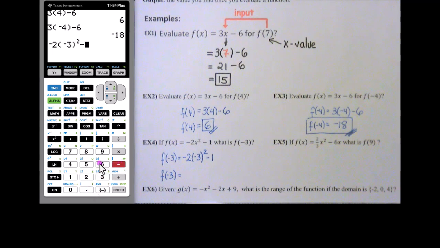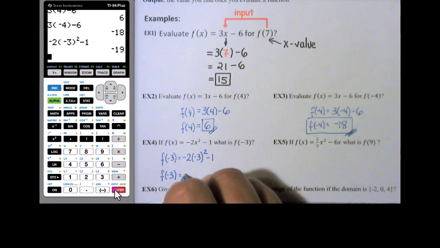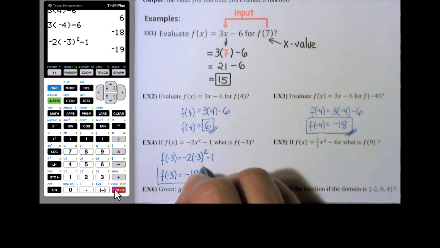Please notice when I'm using negatives in the beginning of an expression or a negative number inside a parenthesis, I use this negative right here. But when I do minus, I press this button right here. Okay, very good. Now I double check that I copied exactly what I have on my paper, and then I press enter, and my answer is negative 19. So there you go, that is the answer for this.